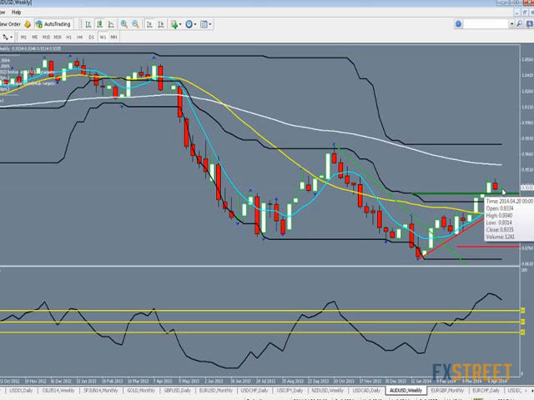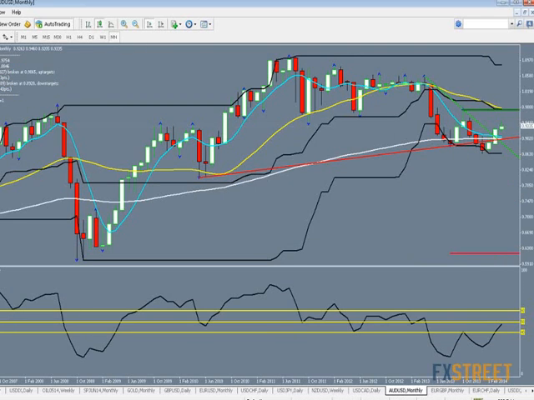So we want to stay above this level, and we want to stay above the 92.65 area. So your buy zone for Aussie US is between 92.65 and this current level right here. Obviously we want to try and get as close to that 92.65 as we possibly can.